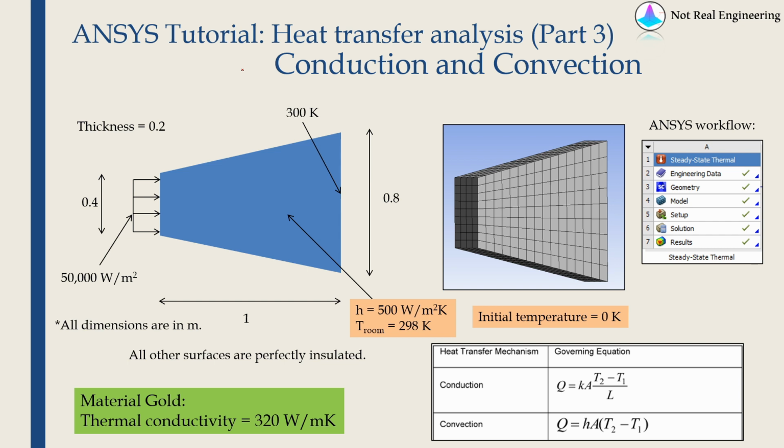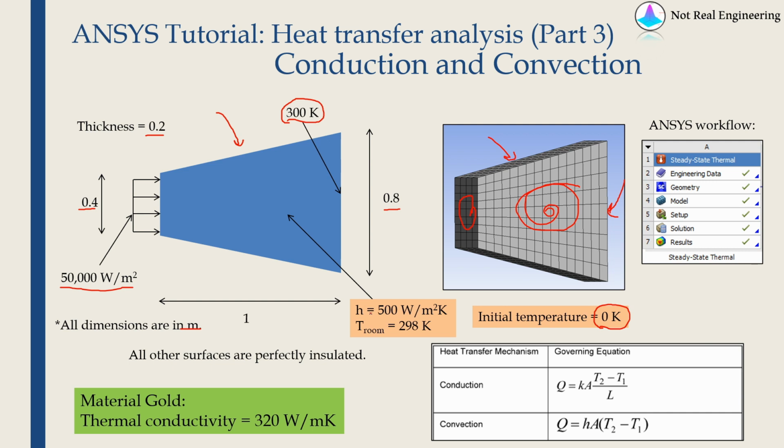In this video, we are going to see how to apply conduction as well as convection boundary conditions in ANSYS Workbench. This is the geometry of the problem. This is actually a 3D slab as shown over here. Initially, the whole slab will be at 0 Kelvin temperature, and then we will apply a flux boundary condition on this surface with a value of 50,000 watt per meter square. We will apply a temperature boundary condition on this back surface with a value of 300 Kelvin, and then we will apply a convection boundary condition on this surface, and the remaining three surfaces we will assume are perfectly insulated. All the dimensions are given over here, and those dimensions are in meters.